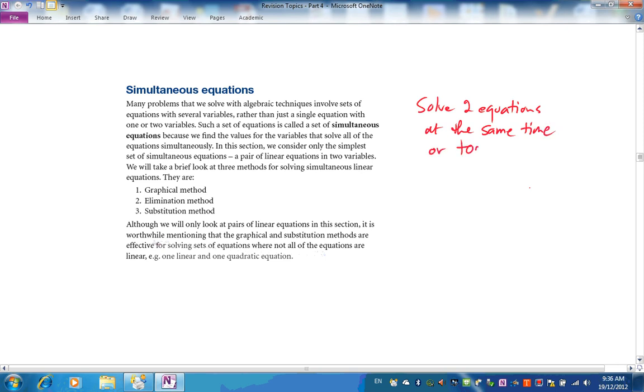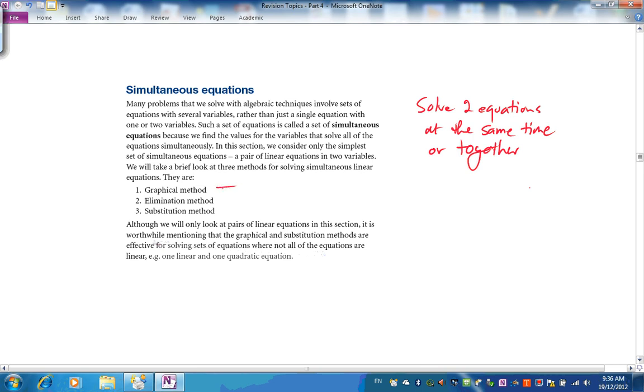What on earth does that mean? Well, it means that you're trying to find an x and a y value that obeys more than one equation. That is, you've got 2 equations, and when you find an x and y that make one equation true, they must make the other equation true. Let's have a look at the 3 methods.